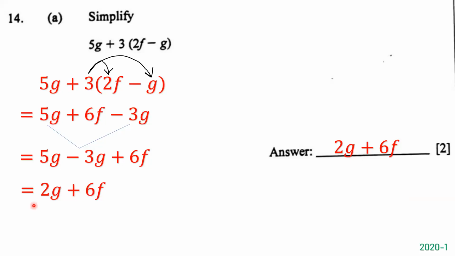We cannot simplify any further. So we cannot add the 6 and the 2 because these two are unlike terms and you cannot add or subtract unlike terms. And so our answer is 2g plus 6f, and that's our final answer.